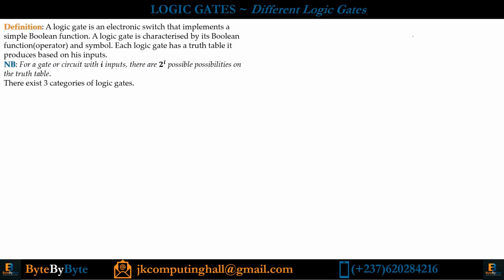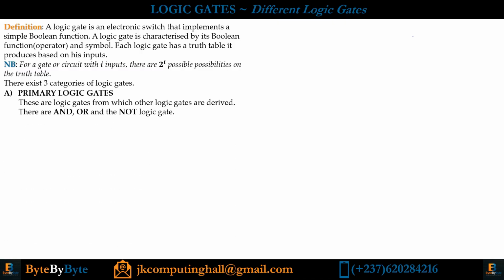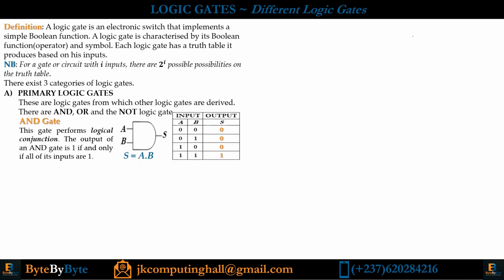There exist 3 categories of logic gates. The first category, primary logic gate. These are logic gates from which other logic gates are derived, and there are 3 of them: the AND, the OR, and the NOT logic gate. The first one, the AND gate. This gate performs logical conjunction. The output of an AND gate is 1 if and only if all its inputs are 1.